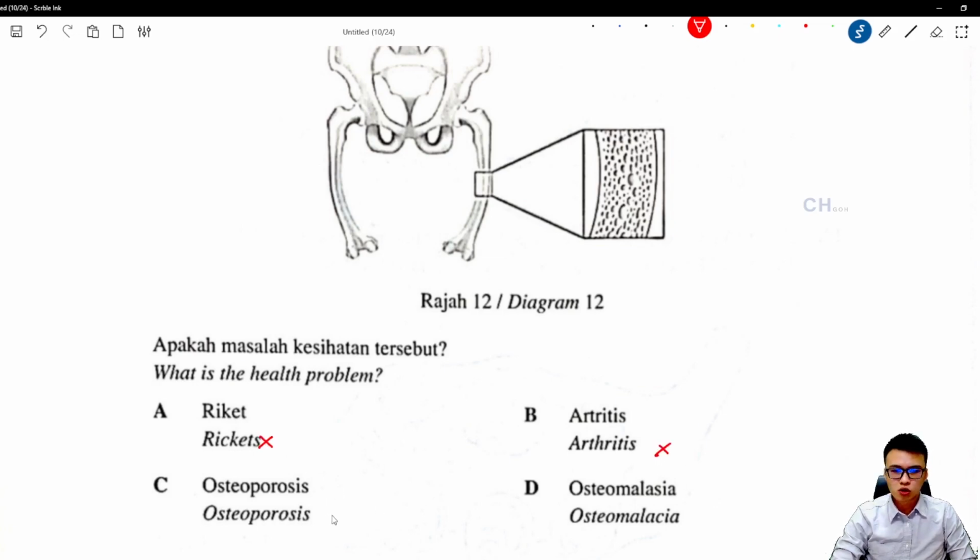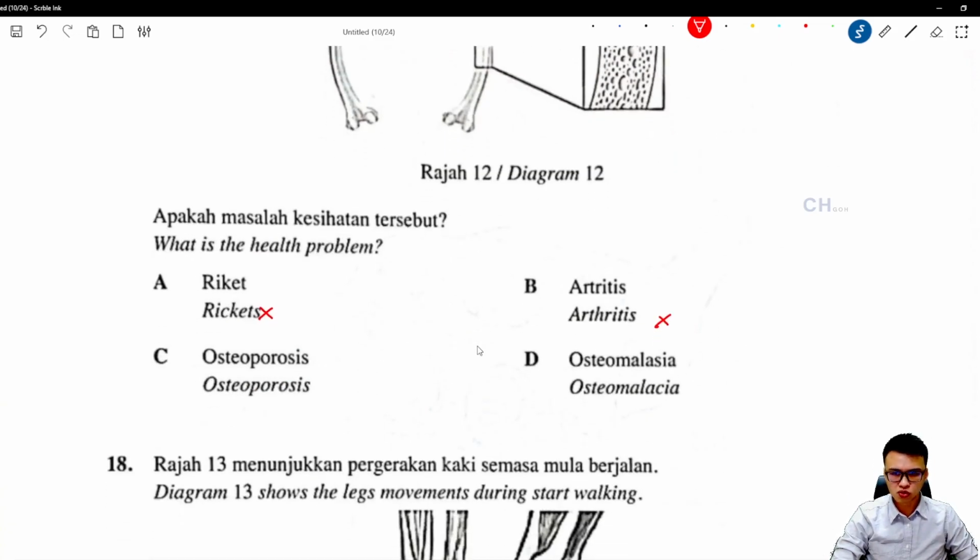But how about osteoporosis and osteomalacia? Now, osteoporosis is also referring to the lack of calcium, vitamin D or phosphorus. But then osteomalacia is also the same. But what is the difference between osteoporosis and osteomalacia?